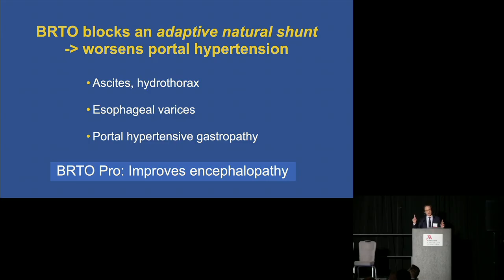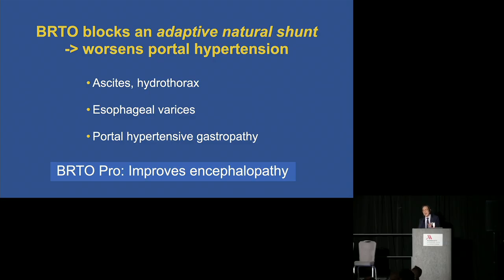The problem is, and just think about this in terms of how the body works, the physiology and the pathophysiology. The BRTO blocks an adaptive natural shunt, and this is going to in turn worsen portal hypertension. That means ascites, hydrothorax, if it's there, it'll get worse. Esophageal varices, it'll get worse. It's been shown in multiple studies that these increase substantially, and bleeding risk. And portal hypertensive gastropathy, don't underestimate that as a source of chronic blood loss.